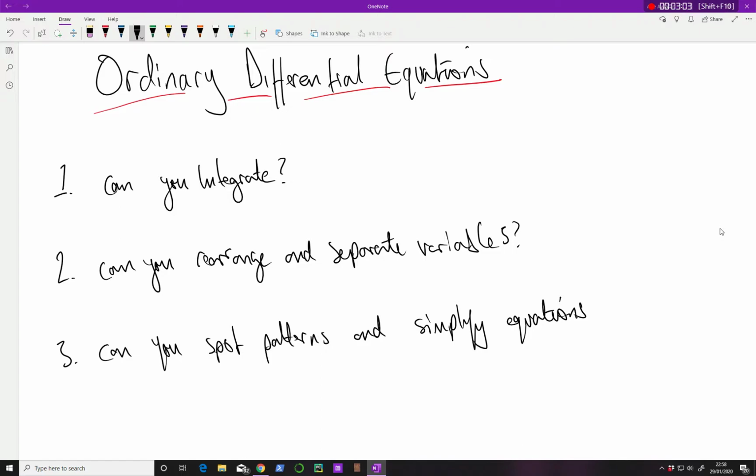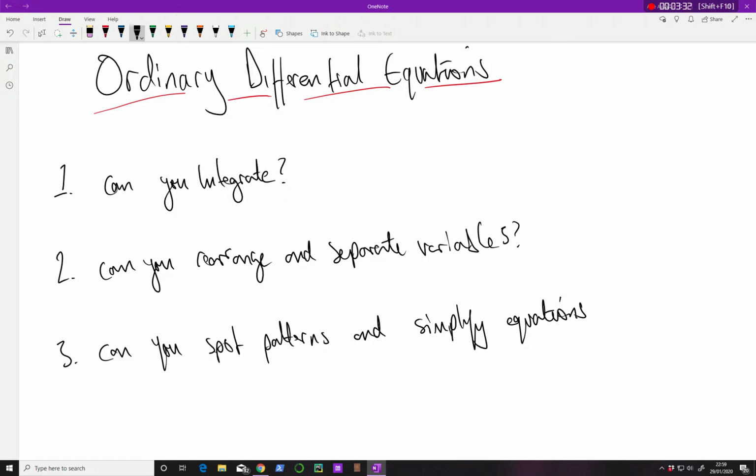Can you rearrange and separate variables? Well, this is to do with just finding solutions. Solutions of expressions is basically y equals, or z equals, or x equals. All you're doing is you get given an expression and you're trying to rearrange and separate variables such that the end result is y equals some function of x. Or if they use different letters, z equals some function of another letter.